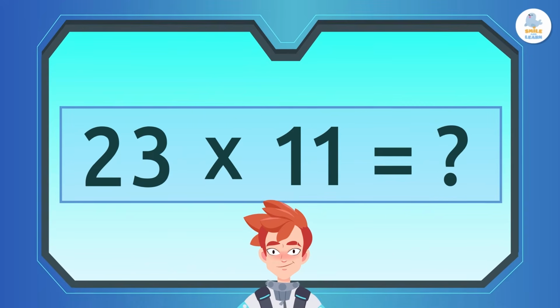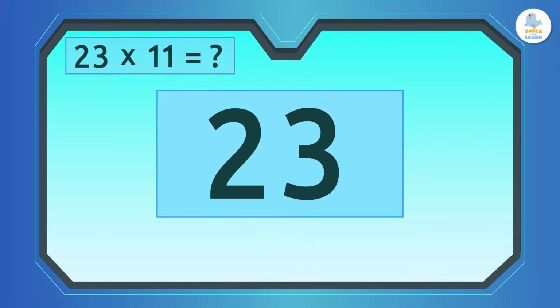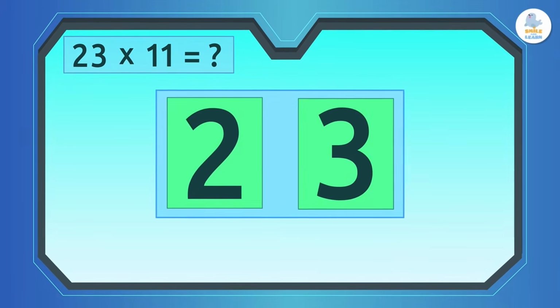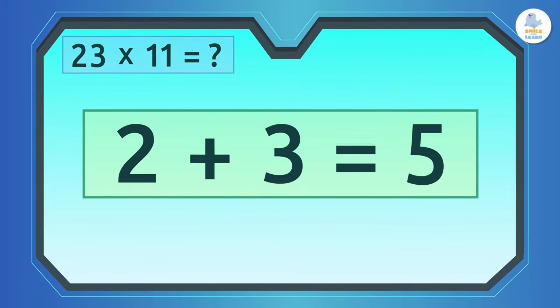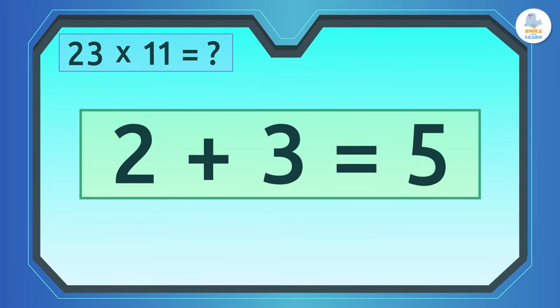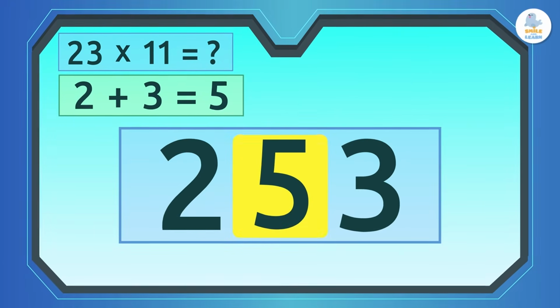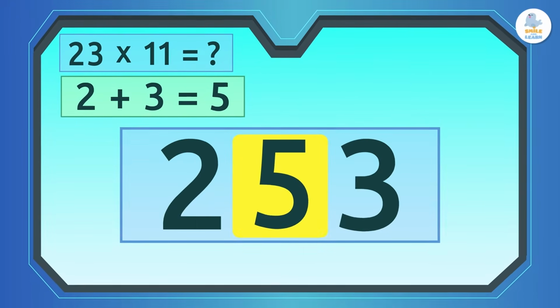Here's the trick. First, let's separate the digits of the number that is not 11. That is 2 and 3. Then add them together. 2 plus 3 is 5, right? Finally, we place that number between the 2 original digits and we have our answer.